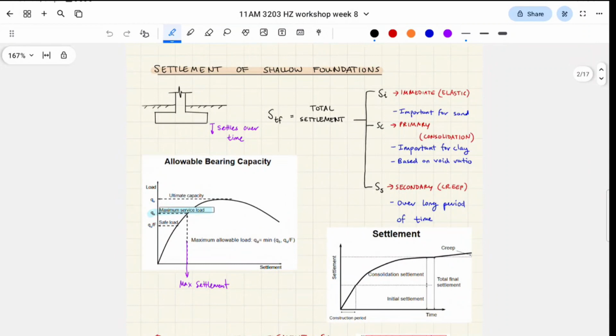Okay, so let's talk very generally first. Settlement is different to what we've been doing, because what we've been doing is calculating the strength of the soil before it fails, right? And here we're actually calculating the settlement of the soil now, right? So it's to do with the amount it displaces. Okay.